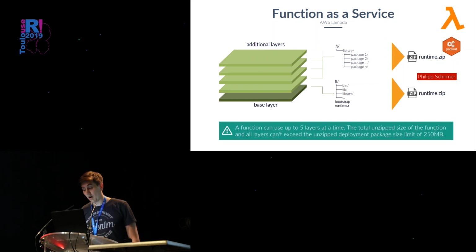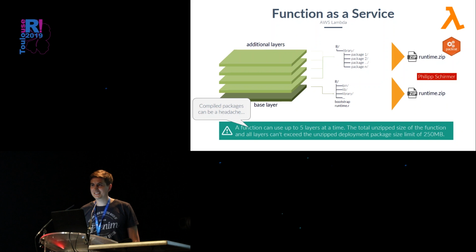If you want more information, there's a great Medium post by Philipp Schirmer who explains it a bit more in detail. However, there are a few disadvantages to it. So you can only use 5 layers, and the extracted file size of all those zip files is limited to 250 megabyte. This is not as much as it might sound at the beginning. But also, if you're using compiled packages, it gets tricky. It's doable, but it's not easy.